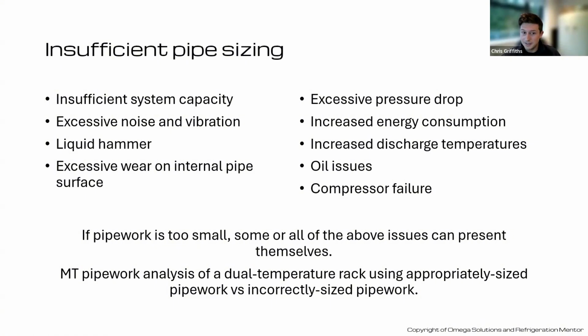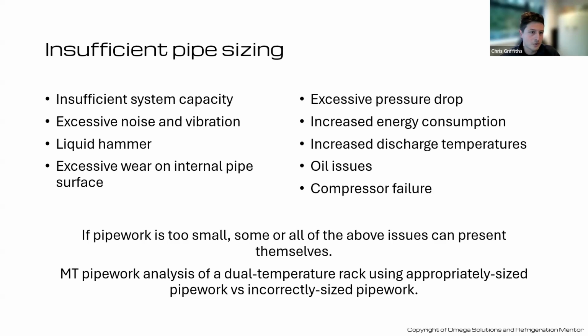So what we're going to do in a second, it's going to get quite technical. We're going to look at an MT only pipework analysis on a dual temperature rack using appropriately sized pipework versus incorrectly sized pipework. So we're going to look at the correct application. It's only a small one, so we're literally looking at 1/2 inch pipe. And then we're going to look what happens if it was only 3/8 pipe. And then we'll also have a look what if it was 5/8 pipe and slightly too large. There's a lot of numbers, I'm just bracing you all now, but stand by.